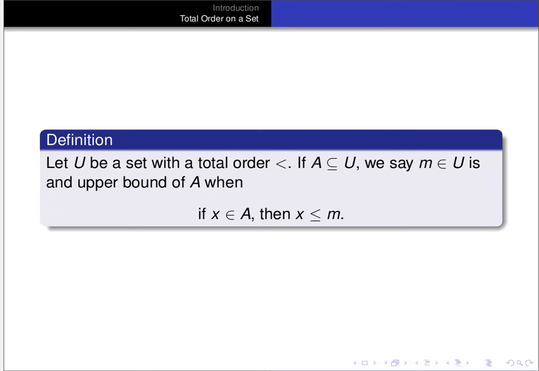Okay, there are also upper bounds. So if U is a set with a total order and A is a subset of U, we say M is an upper bound of A when M is greater than or equal to every element of A. So if X is an element of A, then X is less than or equal to M.